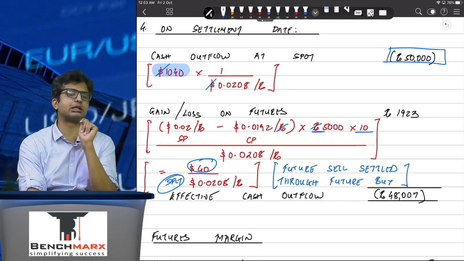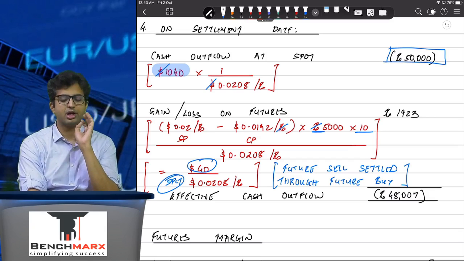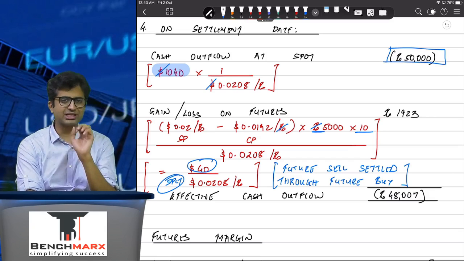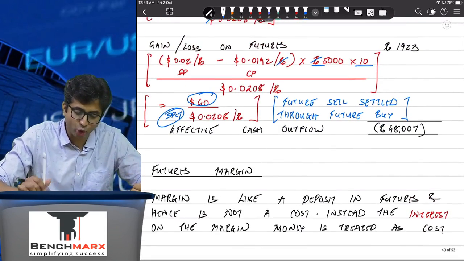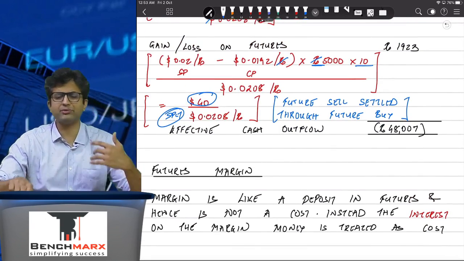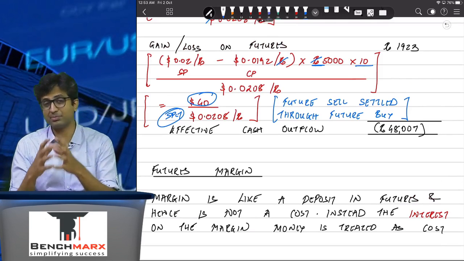तो rupees and rupees cancel हो गया, तो आंसर आपका डॉलर में आ गया, and hence you will have to convert it into rupees at the prevailing spot rate. In certain questions, there can also be a futures margin. What do you mean by futures margin? In case of futures, you will have to give a deposit.